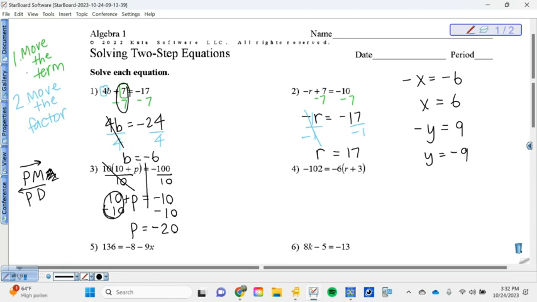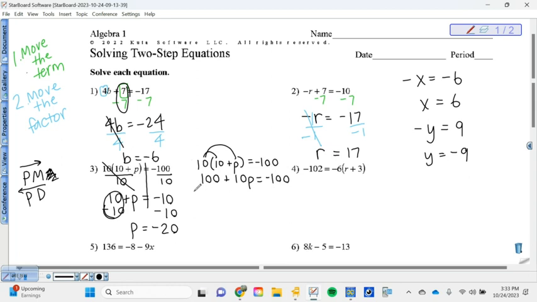Did anyone else try and solve that another way? Kaya, can you tell me what you showed me you were doing? Distribute. Yeah, so you can do it this way too, where we distribute first. So 10 times 10, that's 100. And then 10 times p, that's 10p equals negative 100. And then I could solve it from there.